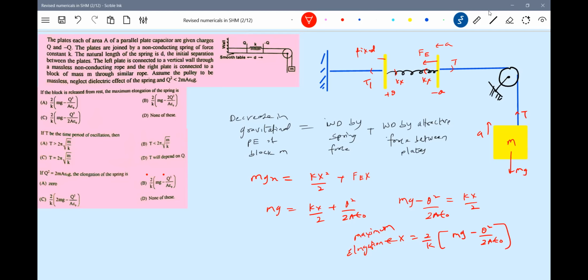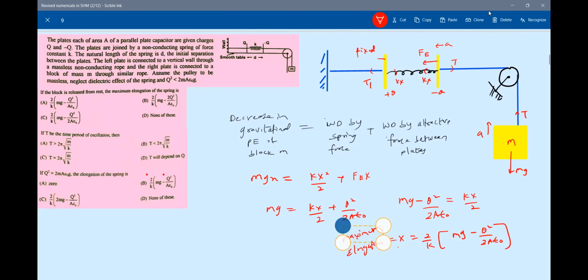Okay, now after this, let T be the time period of oscillation. How do you manage this question? So there's a maximum elongation. How much elongation will there be at equilibrium? I think you know from the basic ideas of SHM, the elongation at the equilibrium position should be half of the maximum elongation.